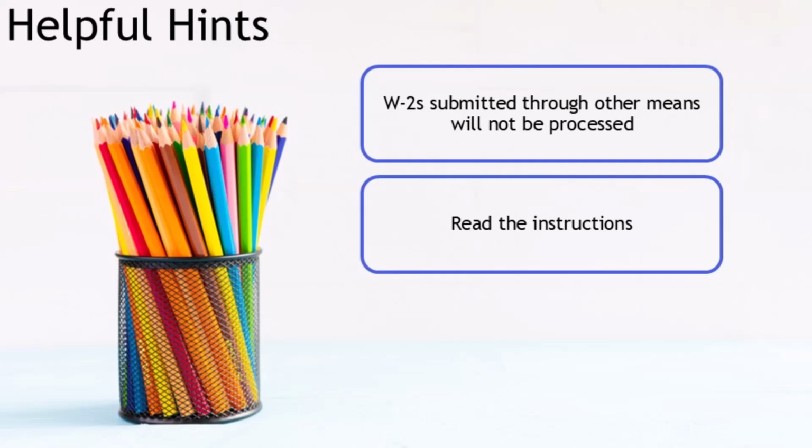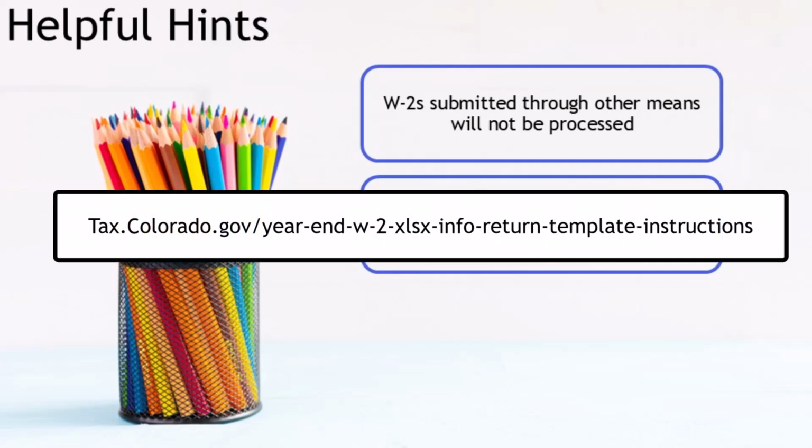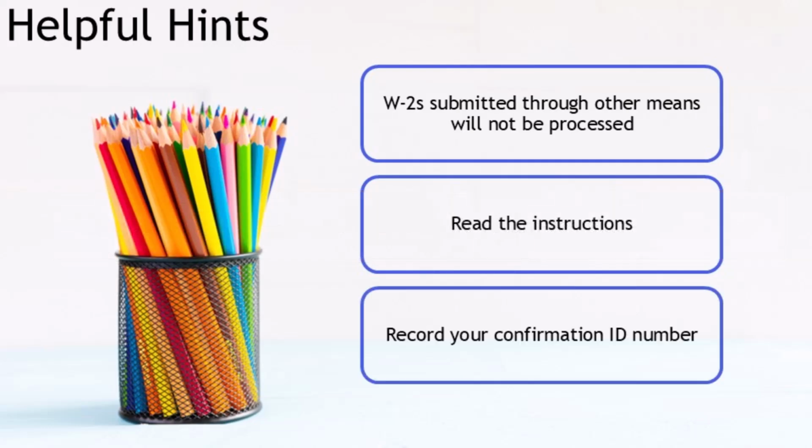Instructions are also available on our website, tax.colorado.gov/year-end-W-2-XLSX-info-return-template-instructions. Lastly, if your online W-2 template was uploaded successfully, you will receive a confirmation ID number. Please retain this for your records and refer to the confirmation number when contacting the department.